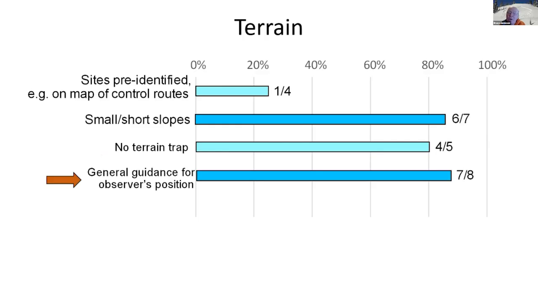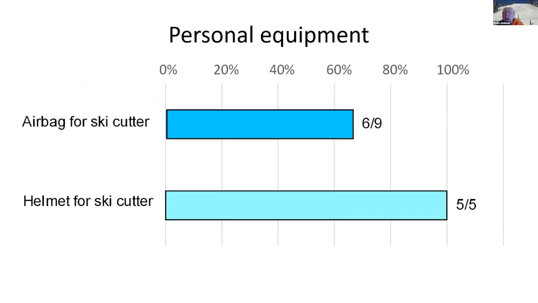Looking at this slide on the whole, note that we only identified 4 practices regarding terrain, and that the number of operations with specifications is fairly low, as indicated by the light and medium blue bars. This is quite a contrast from the procedures related to snowpack. Regarding personal equipment, 6 of 9 operations specified an airbag for the ski cutter. 5 of 5 specified a helmet for the ski cutter. Only 5 operations may have mentioned helmets because it could be elsewhere in their operating procedures or required by regulations, etc.